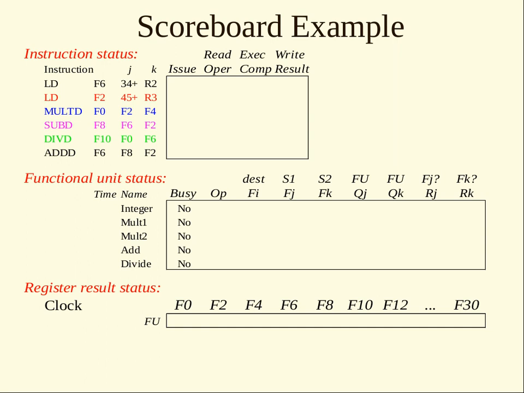So our processor has one integer, two multiplies, an add, and a divide. And these are floating point, and that's why there are four of them. And the integer unit basically does everything.